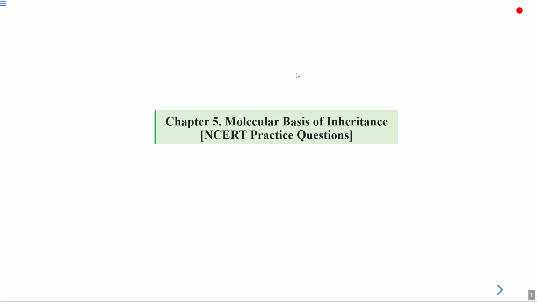Hello everyone and welcome to today's session. And today we'll be discussing the NCERT practice questions for the chapter Molecular Basis of Inheritance.